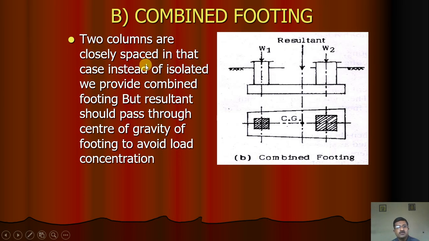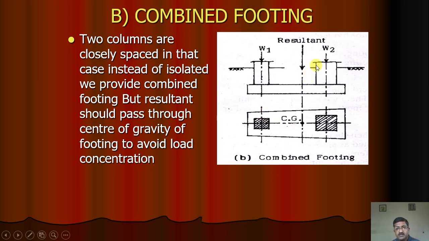Combined footing: two columns are closely spaced. In that case, instead of isolated footing, we provide combined footing, but the resultant should pass through the center of gravity of the footing to avoid load concentration. Now you can see here W1 and W2, which are the loads coming on the columns, and this is the base provided. Instead of a single column, we are providing two columns which are closely spaced.